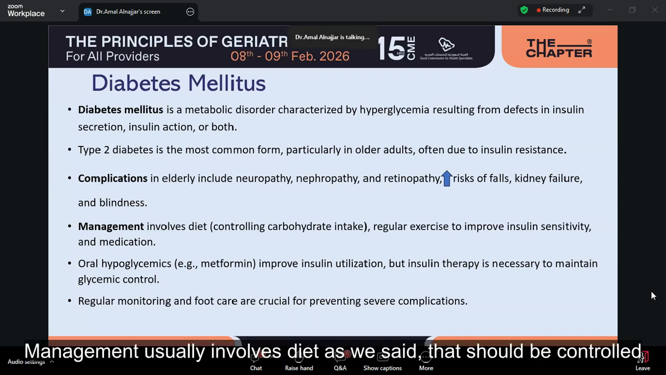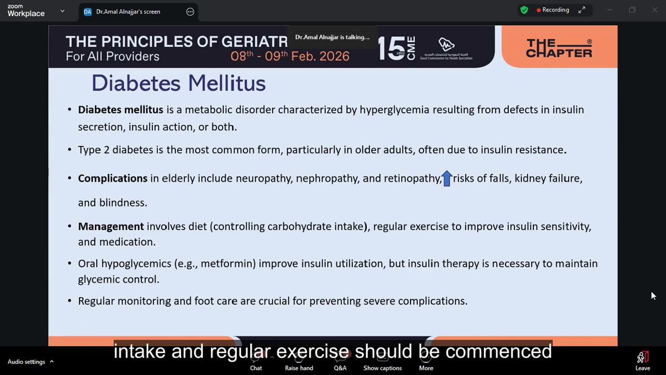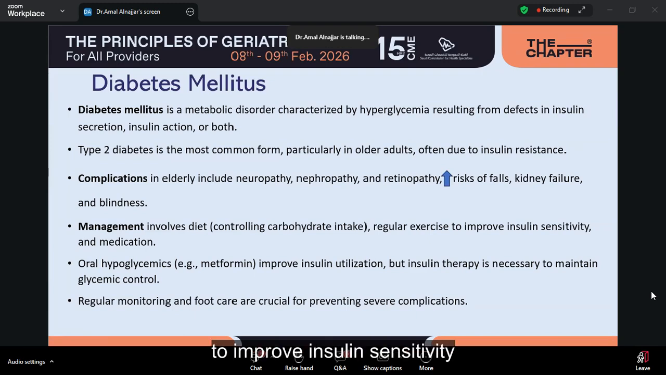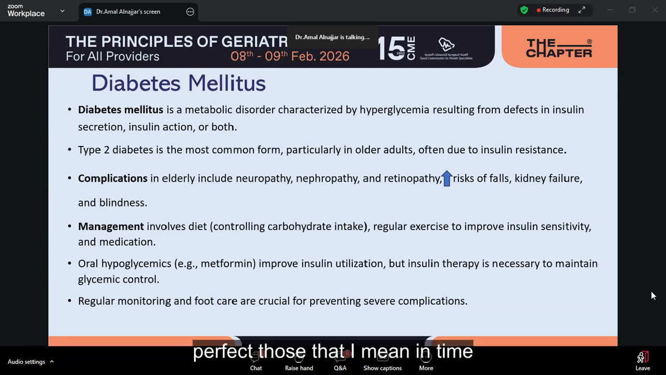Management usually involves diet, as we said, that should be controlled, specifically the carbohydrate and sugar intake. And regular exercise should be commenced to improve insulin sensitivity. Walking, running, even if he walks small steps on a daily basis, and definitely taking their medication in the regular and perfect dose at the intended time.